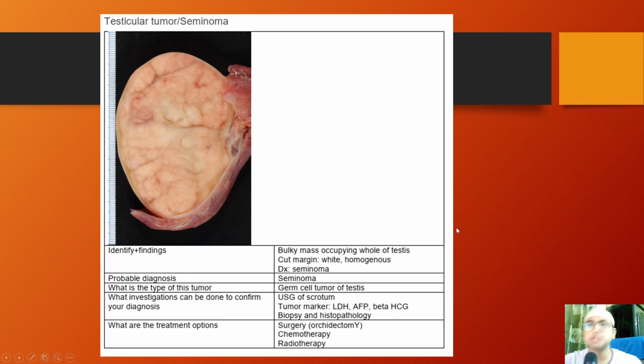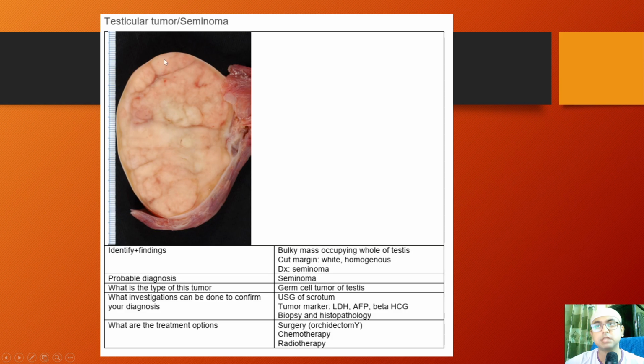Okay, what is it? Testicular tumor. You can see the huge testis become swollen or enlarged, with a homogeneous appearance, and the whole testis has become tumorous. A bulky mass occupying the whole testis, with a cut margin that is white and homogeneous, is called seminoma, mostly seminomatous. If you ask about the histopathology, it is a germ cell tumor. And what investigations? USG, lactate dehydrogenase, alpha-fetoprotein and beta HCG, and biopsy and histopathology is the investigation of choice. And what are the treatment options?